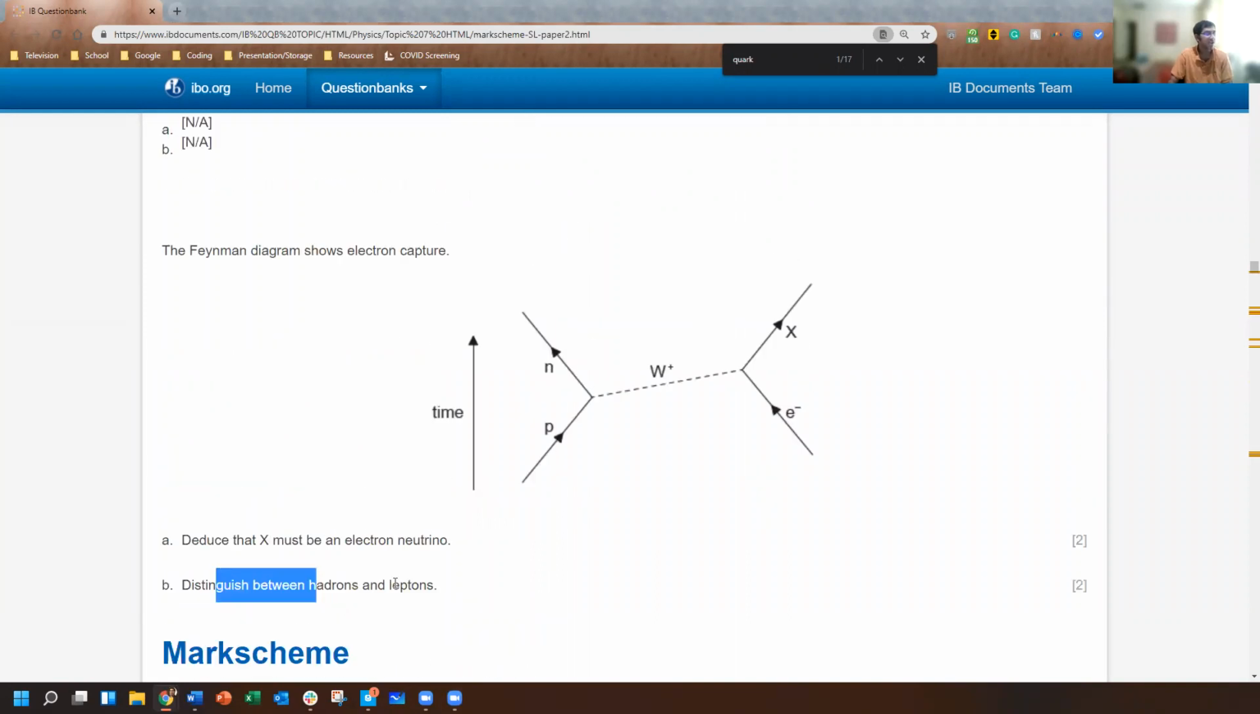Okay, distinguish between hadrons and leptons. So that's just by definition. Hadrons are made up of quarks and or antiquarks, and hadrons interact with the strong force, whereas leptons are smaller, lighter particles, and also leptons are fundamental particles, whereas hadrons are composite. They're made up of quarks, so they're not fundamental. What else would I put? I think that's sufficient for the point.